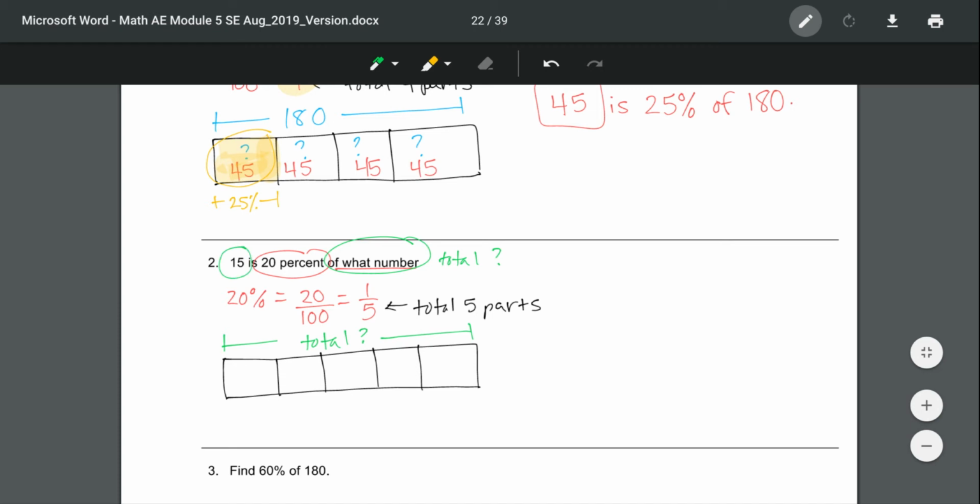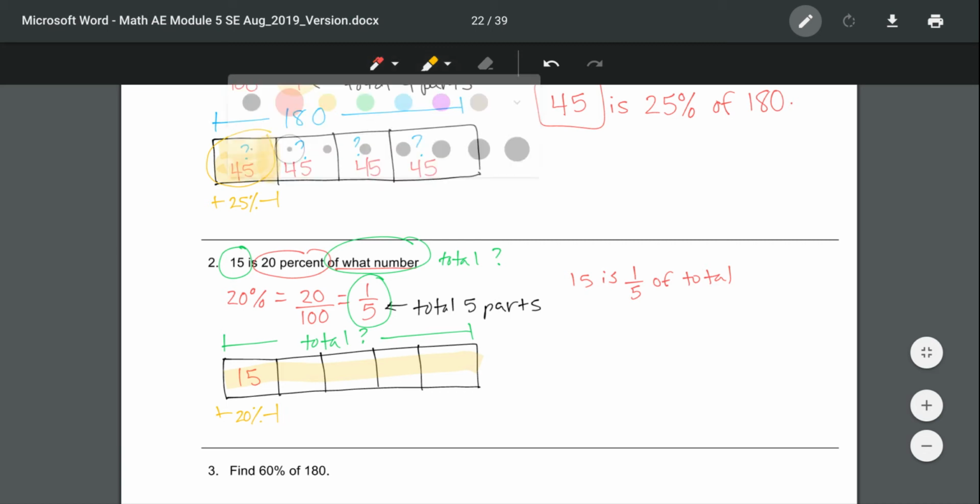So you're told that 15 is 1/5 of the bar model. That's what that's saying. So 15 is 1/5 of the total. So that means one of these parts would be 15, and that's the 20%. We want to know what is the total value, the whole value of your bar model. If we know one piece is 15 and these are all equal, that means each of these pieces are also 15.